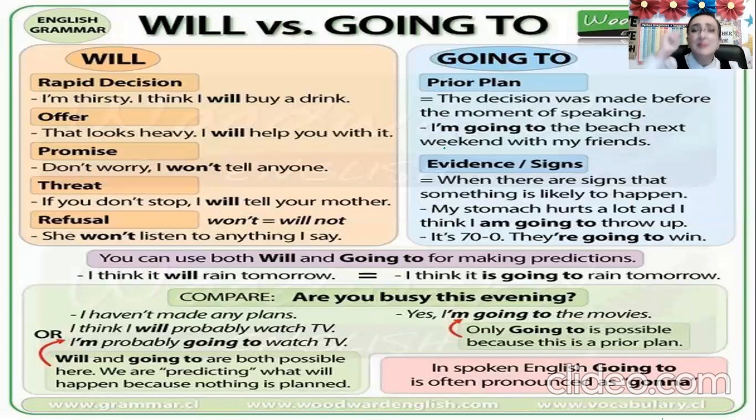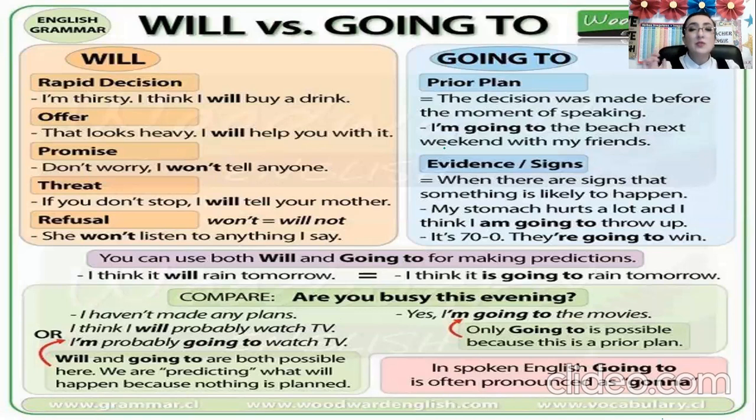Will is a rapid decision, a quick decision, a fast decision. And going to is the opposite. He has been thinking and planning and getting everything in order so that they can travel, so that they can do whatever you want, depending on the plan that they have.